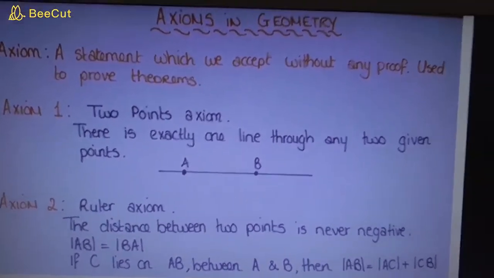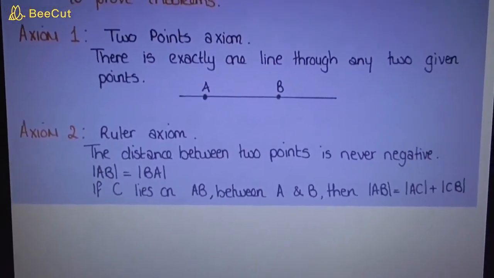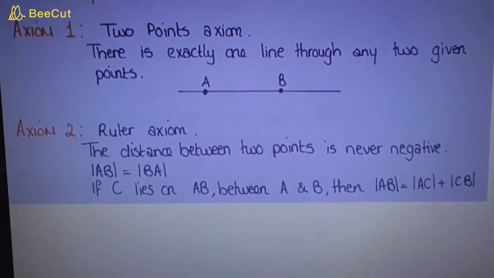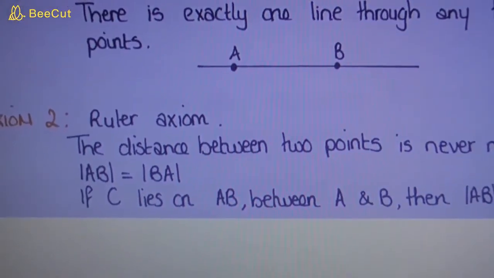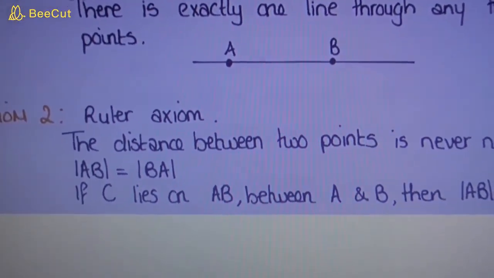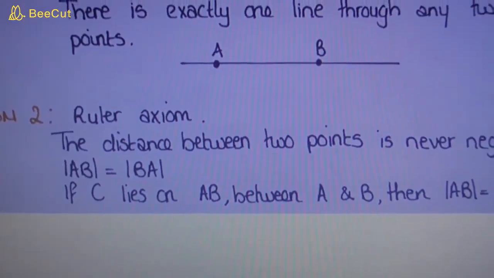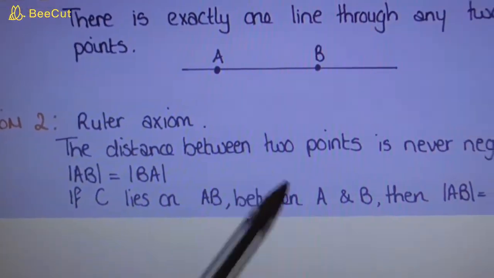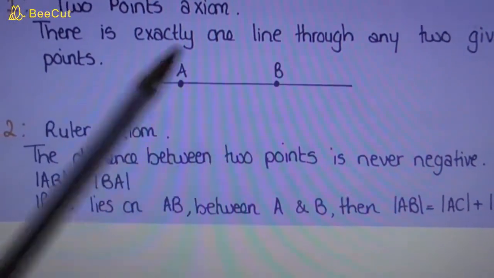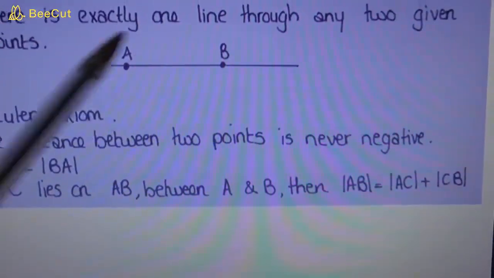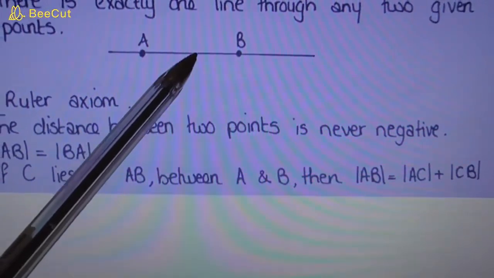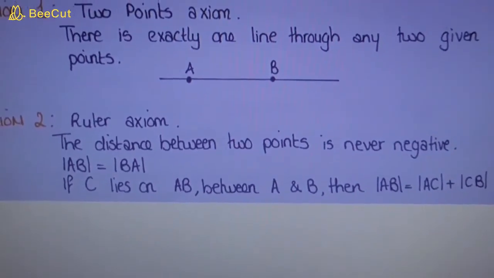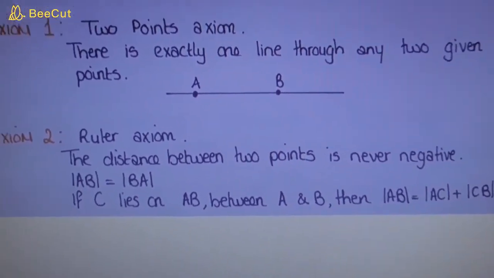Axiom 2, this is the ruler axiom. The distance between 2 particular points is never negative. Distance cannot be negative. That just means the length of AB is equal to the length of BA, so going forwards is the same as going backwards. And if the point C lies on AB, let's say this is your line segment A to B, and C happened to be right there, then the distance from A to B should equal the distance from A to C plus the distance from C to B. That's all that's stating. Again, that's not something you need to learn off by heart, it's just something that we need to know. Distance can never be negative.